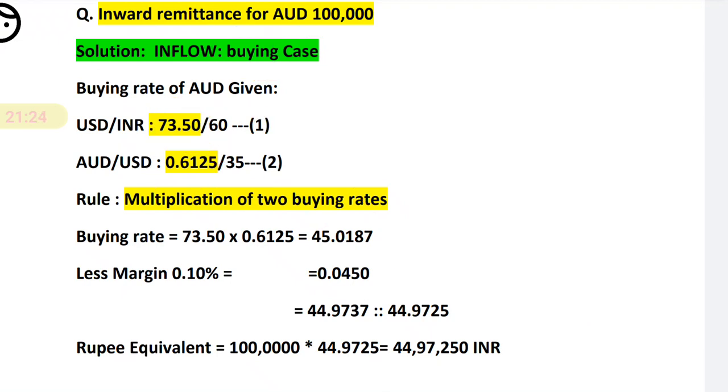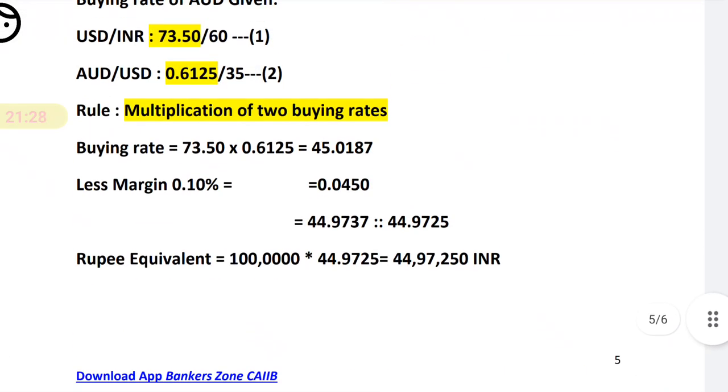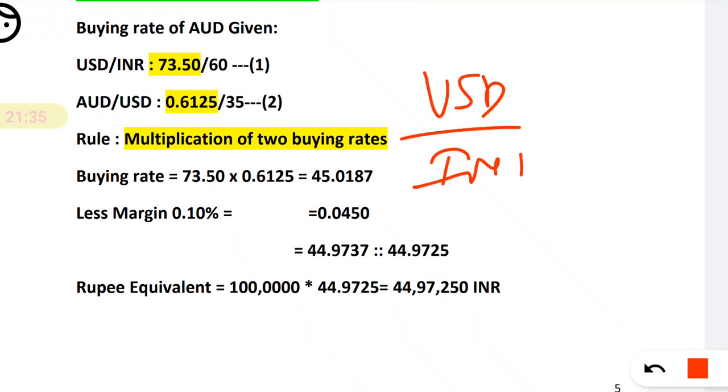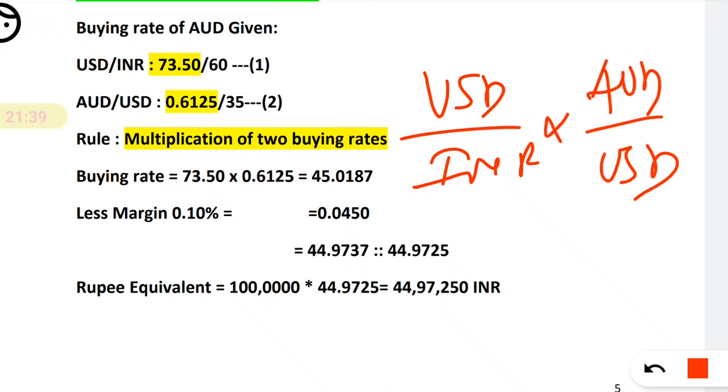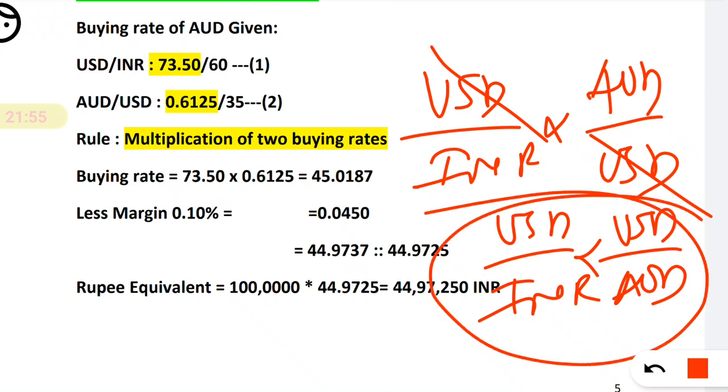Now here in example 5 we have discussed a situation where we can easily multiply the two equations, like USD slash INR multiplied by AUD divided by USD, so USD easily gets cancelled. But what happens if USD INR is given and again USD upon AUD is given? In such cases, you don't need to multiply, you have to divide. And that we are going to discuss in the next video.